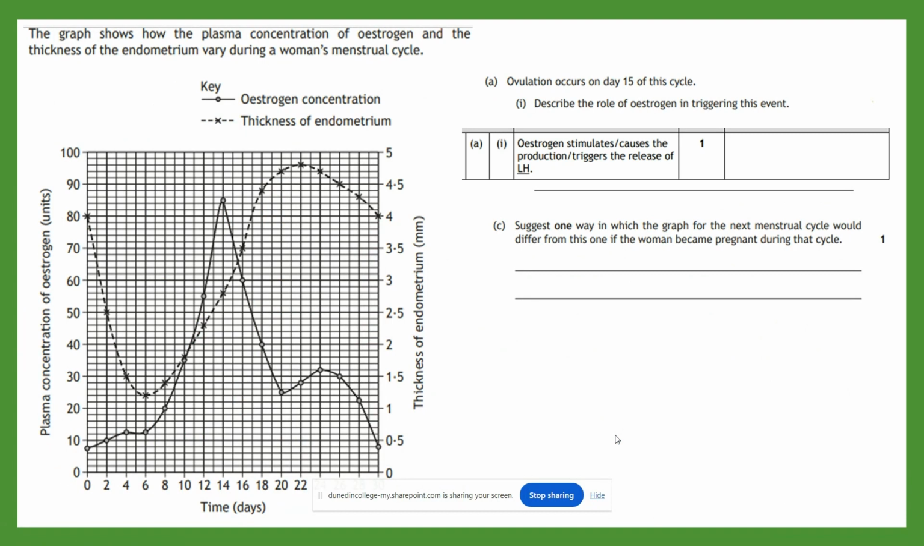Part C, you were asked to suggest one way in which the graph for the next menstrual cycle would differ from this one if the woman became pregnant during that cycle. Our graph shows us estrogen concentration and the thickness of the endometrium, which are the points we need to consider. What would be different about estrogen levels, or about the thickness of the endometrium, if there is a pregnancy?